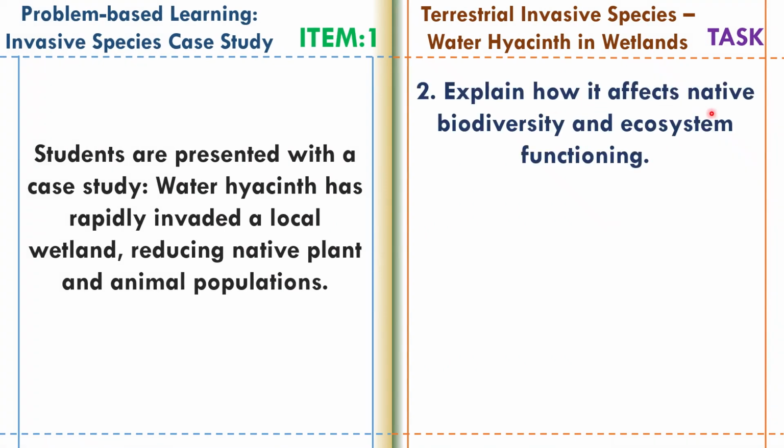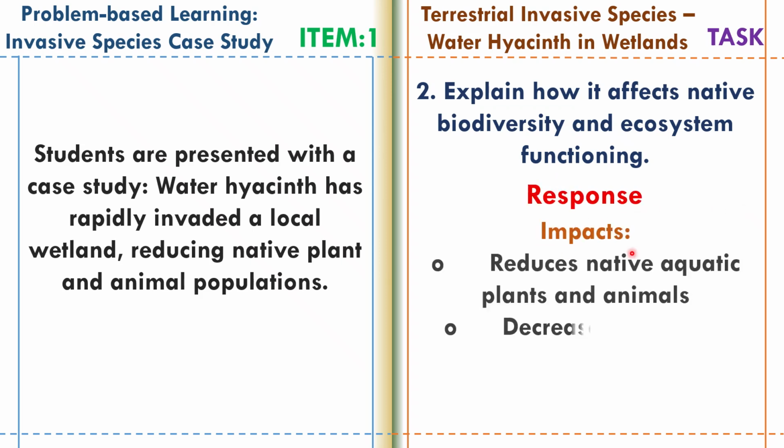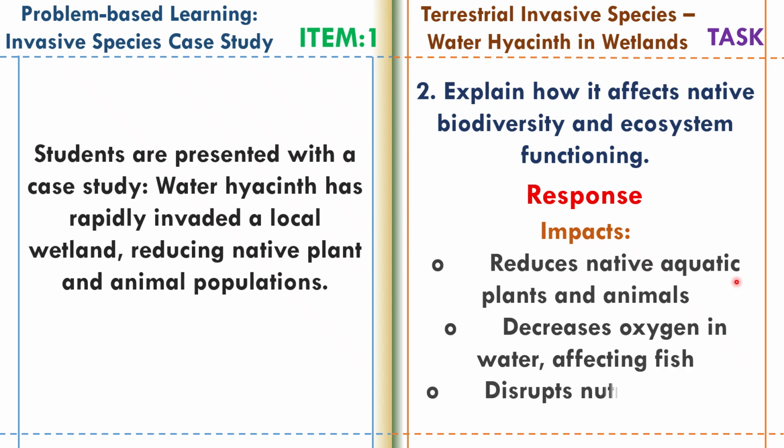Explain how it affects native biodiversity and ecosystem functioning. Impacts: it reduces native aquatic plants and animals. It decreases oxygen in the water, affecting fish, disrupts nutrient recycling and water flow.